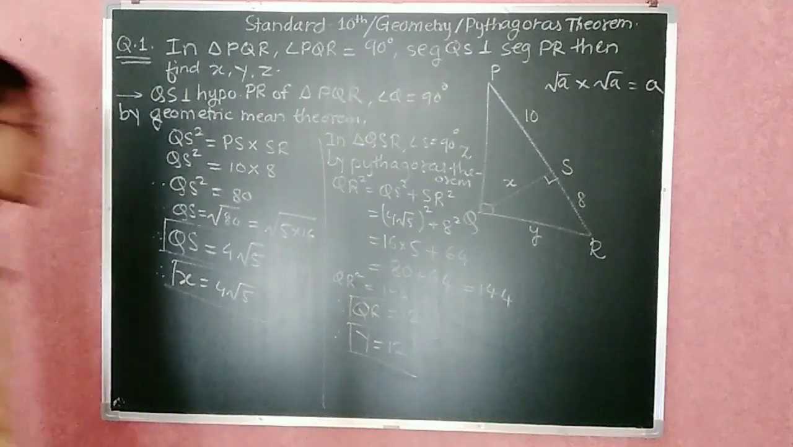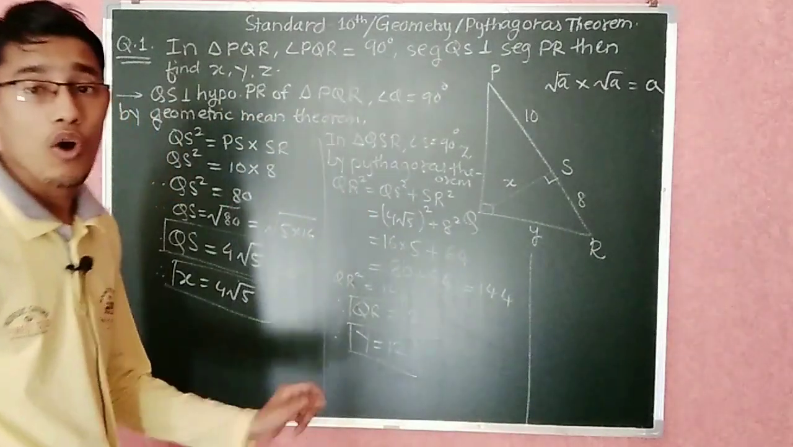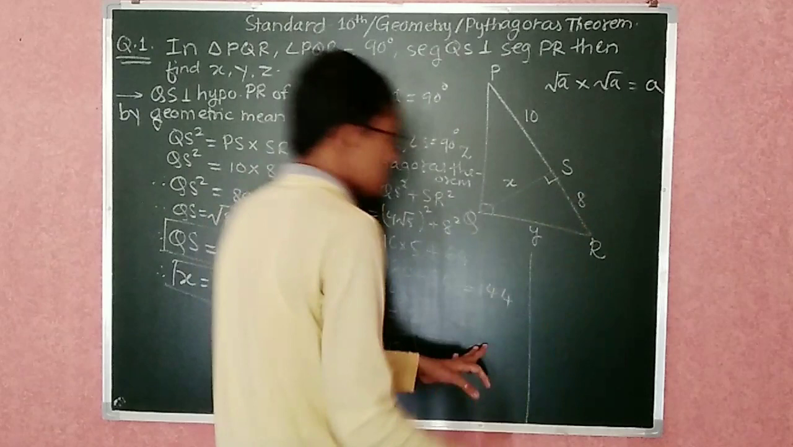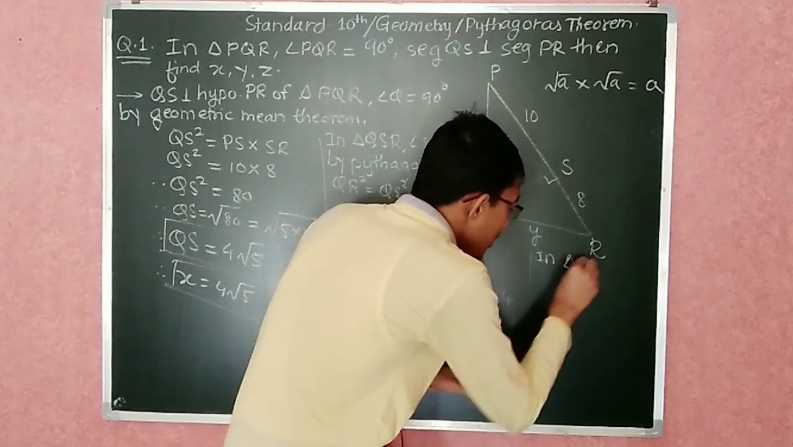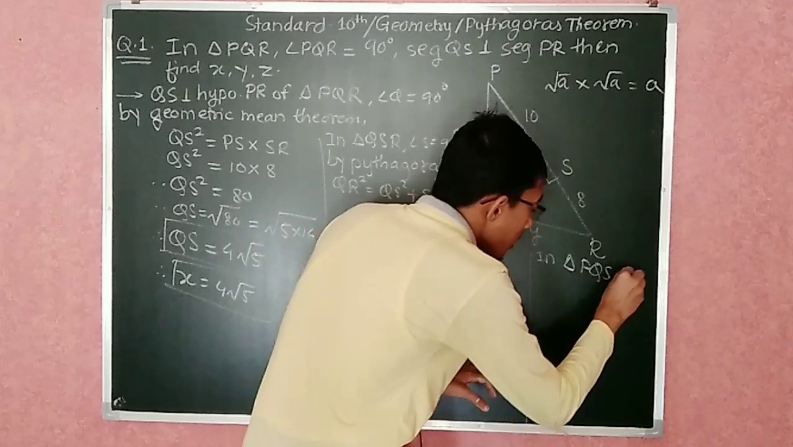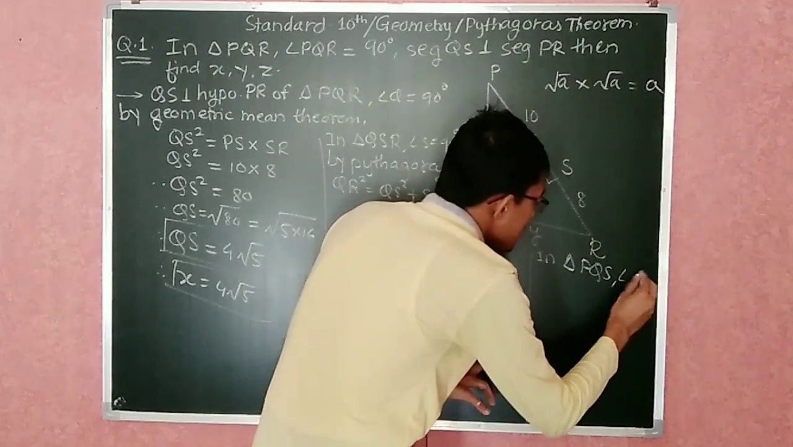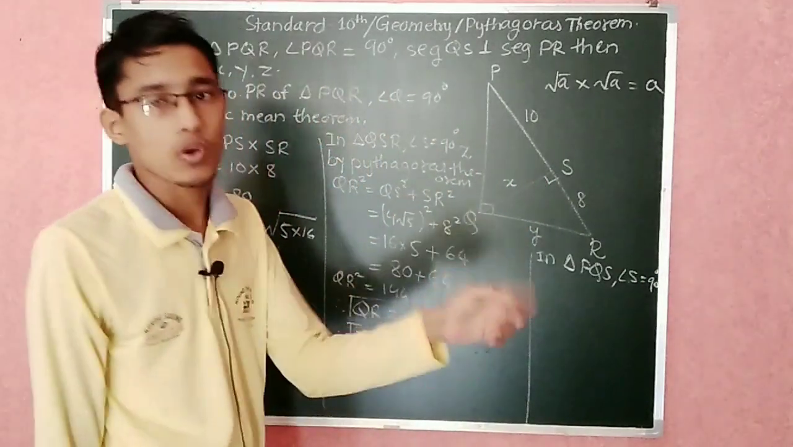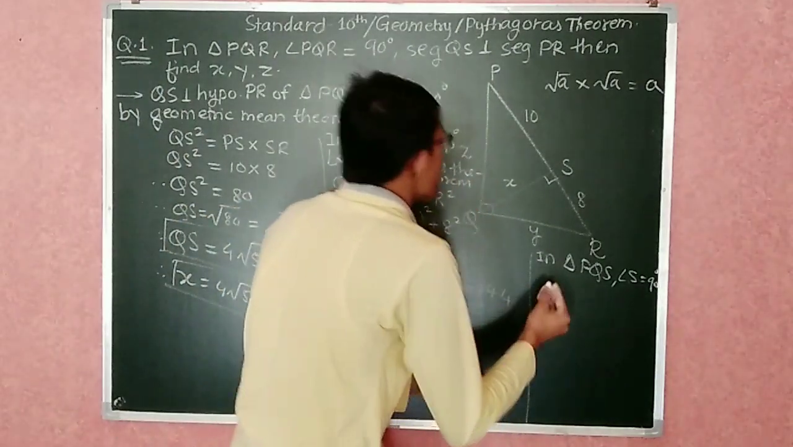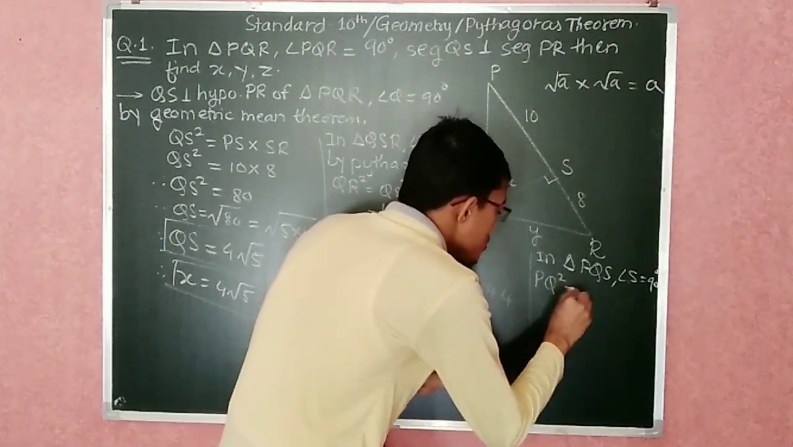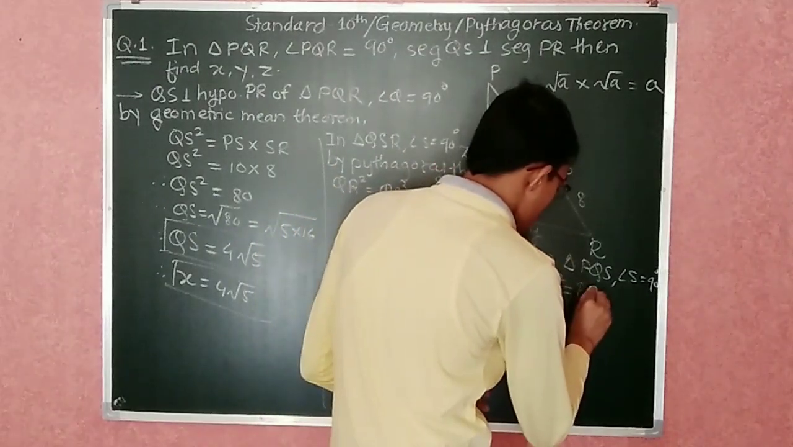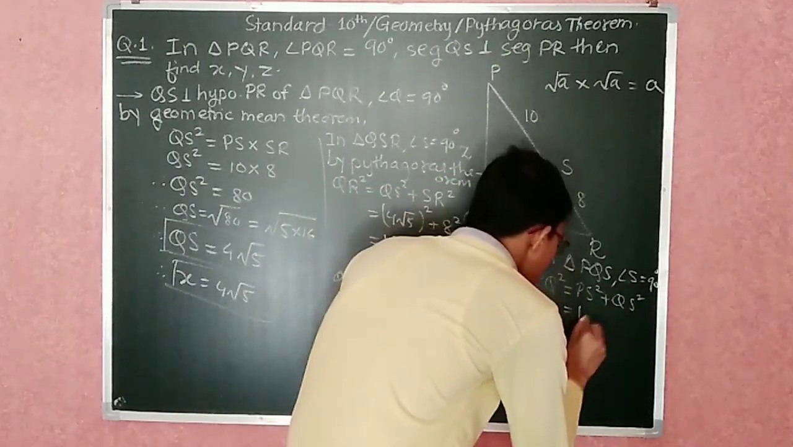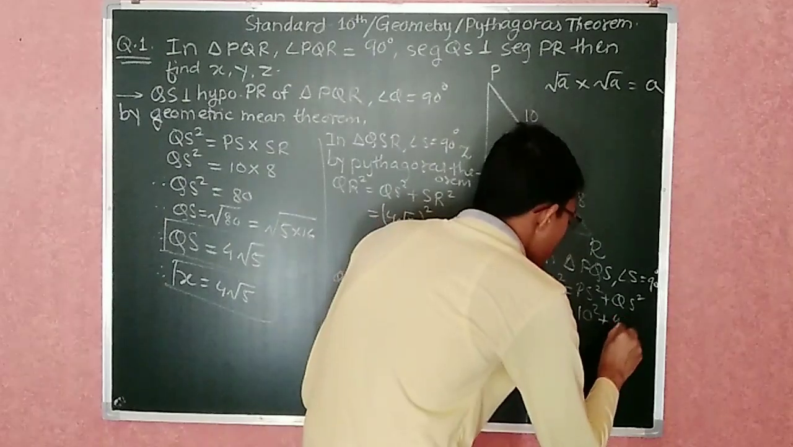In a similar way, we will find the value of Z. Again, now we will take triangle PQS. In triangle PQS, angle S is 90 degrees. So we can use Pythagoras theorem. By Pythagoras theorem, we can write PQ square is equal to PS square plus QS square. PS is 10, so 10 square, and QS is 4 root 5, so (4 root 5) square.